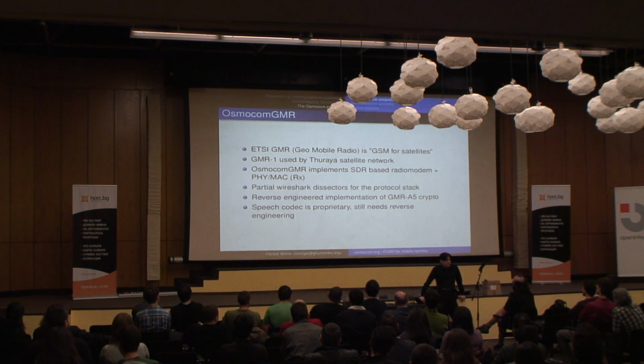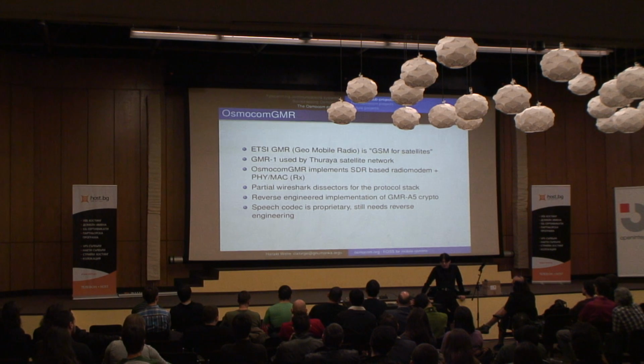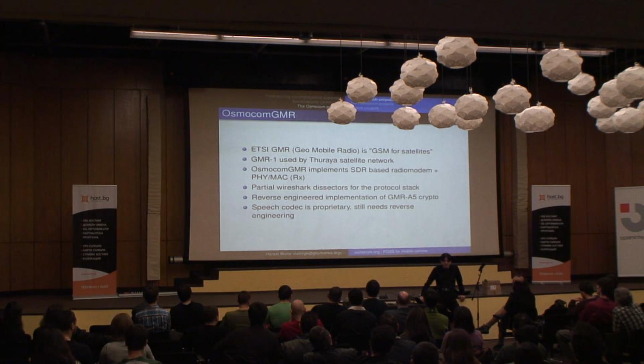Now, another system that we recently looked into is GMR, Geo Mobile Radio, which I guess nobody has ever heard of. Some people may have heard the term Thuraya. That's a satellite telephony system which works almost everywhere on this planet except the Americas. So Asia, Africa, Australia, and Europe are covered. It's based on GSM on a very high level, but has lots of satellite-specific additions to it. But now we also have a receiver for it and partial Wireshark dissectors for decoding the protocol.